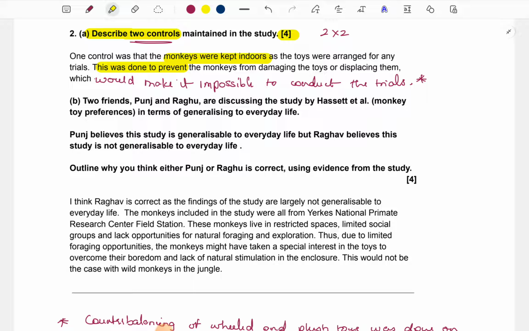Okay, let's look at the next question. This is also an evaluative type of question. Two friends, Punj and Raghu, are discussing the study by Hassett et al. in terms of generalizing to everyday life.